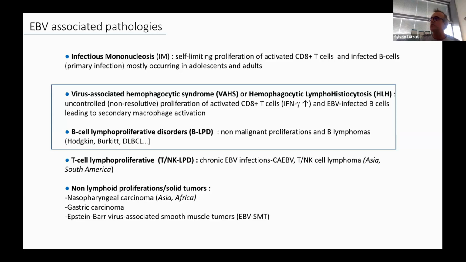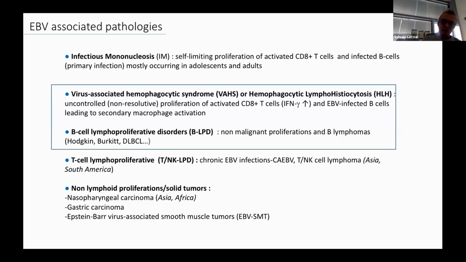As I told you at the beginning, EBV can infect T and NK cells, leading to T-cell lymphoproliferative disorder. Finally, EBV is also associated with several non-lymphoid cancers and tumors, including epithelial tumors such as nasopharyngeal and gastric carcinoma. And EBV can also cause EBV-associated smooth muscle tumors that mainly develop in immunodeficient individuals.